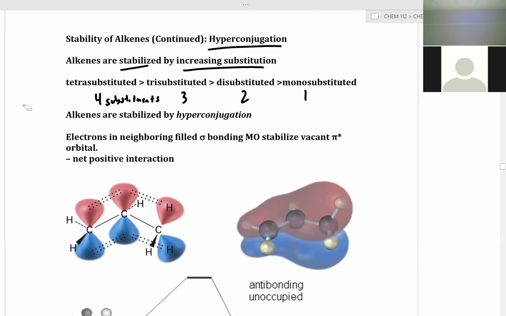Specifically, when we refer to something as tetrasubstituted, we're looking at carbon substituents. And the reason why we care so much about the number of attached carbon substituents is that alkenes are stabilized by hyperconjugation. So electrons in a neighboring filled sigma bonding MO stabilize the vacant pi star orbital. This is a net positive stabilizing interaction.